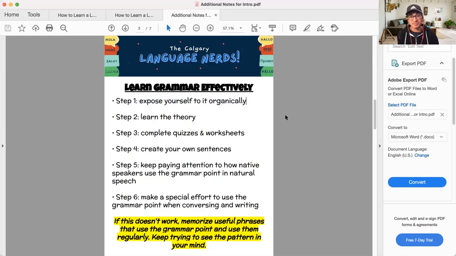I like to do this first because of what it does. Let me give you some personal examples. For me, when I have been exposed to a grammar point organically first, it makes it easier to actually learn and implement later. Here's an example. In French, there's a grammar point called the subjunctive, and we don't really have anything quite similar to it in English. And I remember hearing people use certain phrases that incorporated that subjunctive.